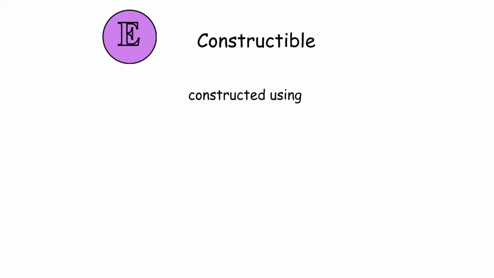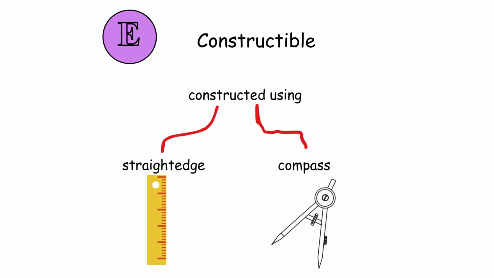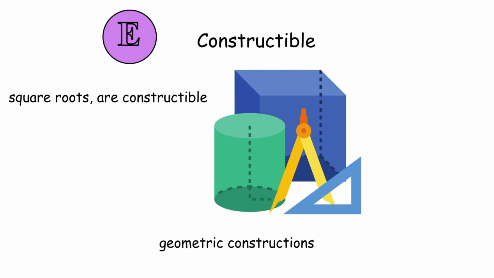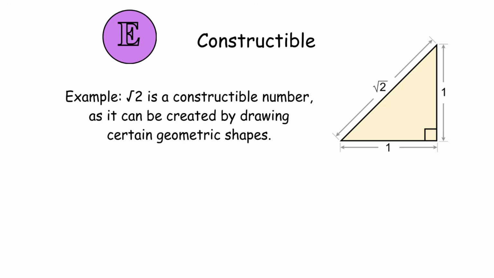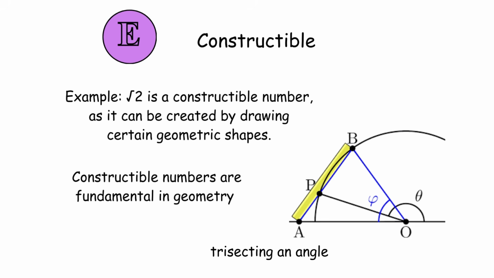Constructible numbers are numbers that can be constructed using only a straight edge and a compass. These numbers come from geometric constructions. Not all numbers can be constructed this way, but many important numbers, such as square roots, are constructible. Example: the square root of 2, as it can be created by drawing certain geometric shapes. Constructible numbers are fundamental in geometry and are tied to ancient problems like the classic trisecting an angle challenge.